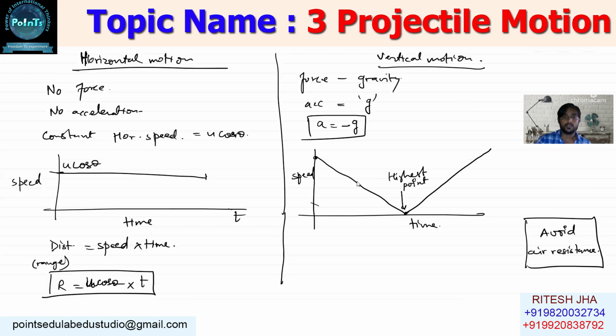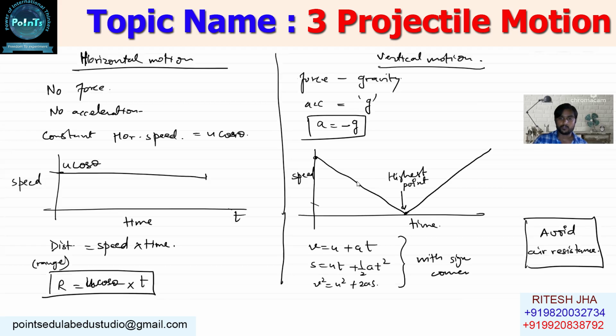The formulas that we can use for this are those kinematic equations which we learned earlier: v is equal to u plus at, then s is equal to ut plus half at square, and v square equals u square plus 2as. All these should be used with the proper sign convention, meaning you just include the sign, using vectors only.